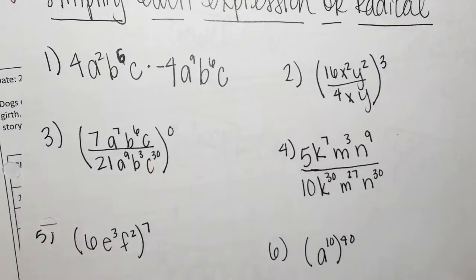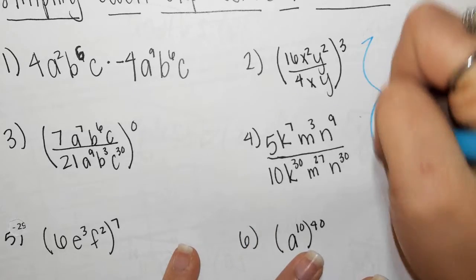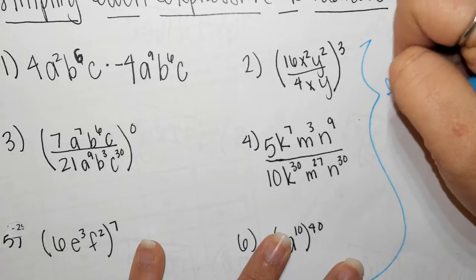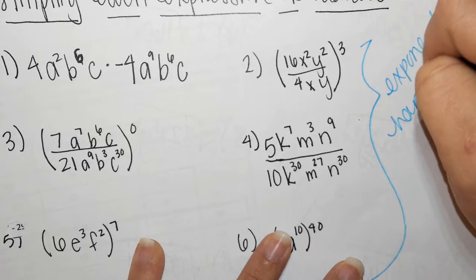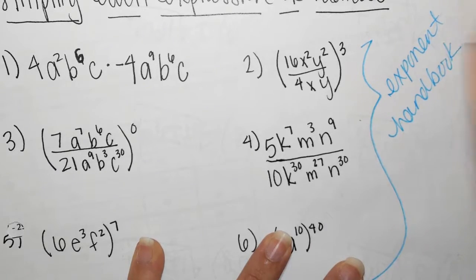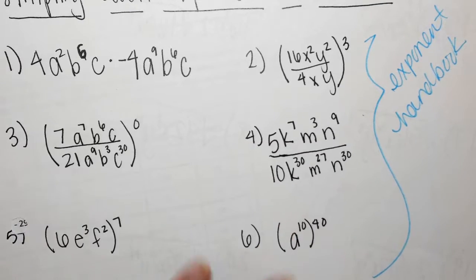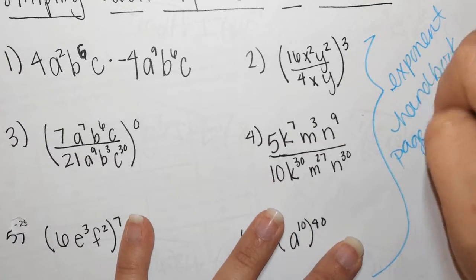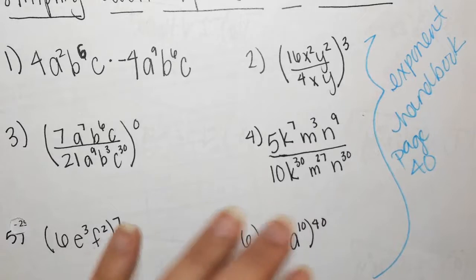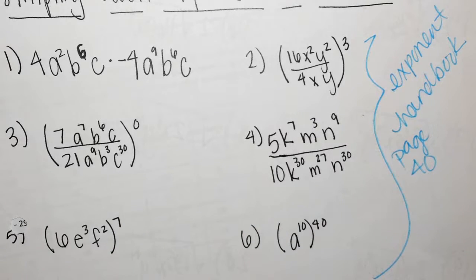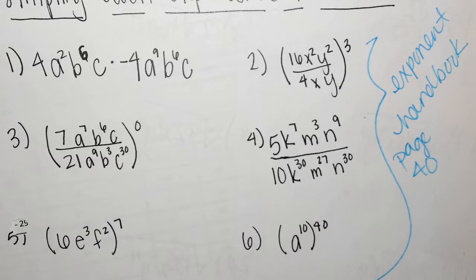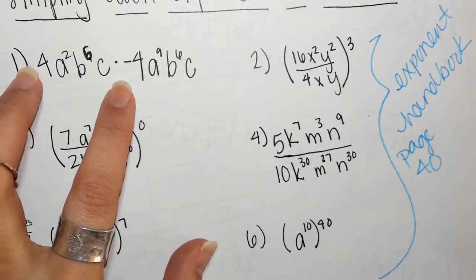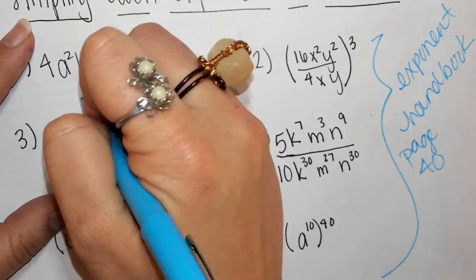So these are all on your exponent handbook, which is on what page in your notebook? 40. Awesome, thank you. This is page 40, and then from there down is page 41. Alright, so for number 1, you should have done 4 times negative 14, and you get negative 16.